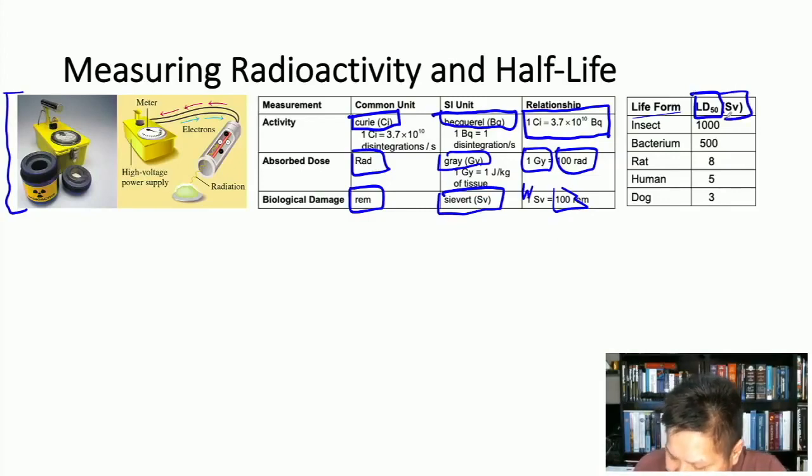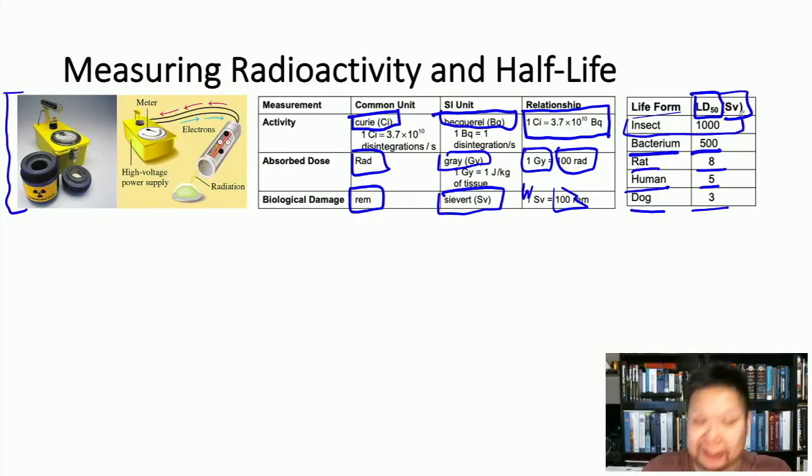But when you look at a dog, only 3 sieverts will kill 50% of the dog population, right? For humans, only 5. So we're not very resilient to radiation either, right? Rats, well, 8, so they're a little bit more resilient. But look at this, bacterium. Wow, 500. But I think the most interesting is the insect. It takes 1,000 sieverts to actually kill an insect. So they must have some kind of radioactive blocking in their exoskeletons or something like that. And that's why they say that cockroaches can survive a nuclear blast or a nuclear apocalypse. It's very interesting stuff.